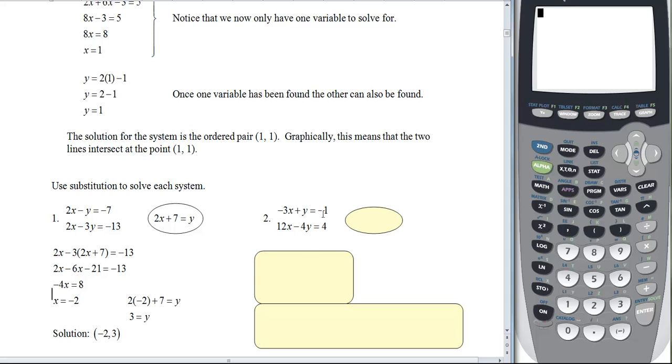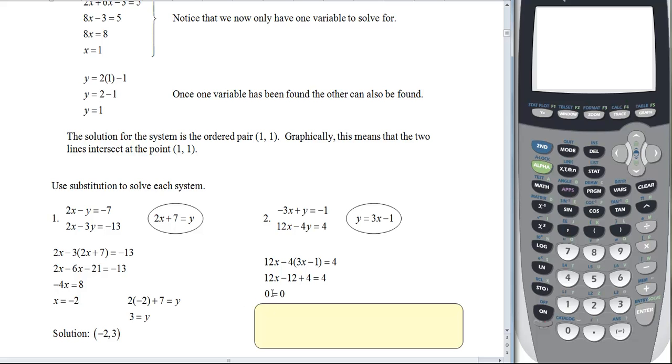Alright, now this one. I would probably solve for this y. So I would add 3x to both sides. I'm going to go borrow that again. It's just easier for me to find it if I do that. So let's substitute this into the other one. Let's see what we get. Distribute. Collect like terms. We have 0 equals 0.